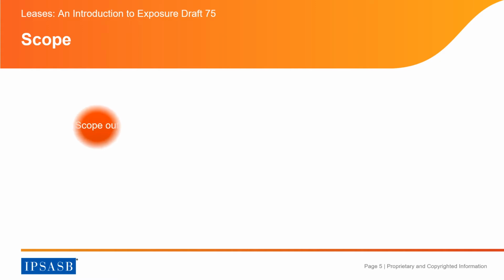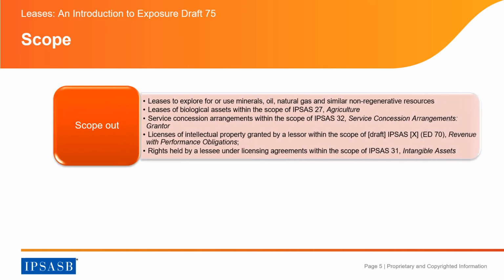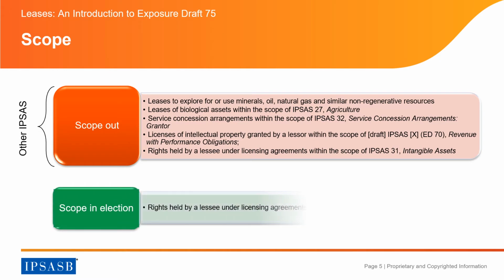Thanks, Eileen. Exposure Draft 75 scopes out leases to explore for or use minerals, oil, natural gas, and similar non-regenerative resources, leases of biological assets, service concession arrangements, license of intellectual property granted by a lessor, and rights held by a lessee under licensing agreements such as motion picture films, video recordings, plays, manuscripts, patents, and copyrights. These are within the scope of other IPSAS. However, rights held by a lessee under licensing agreements identified earlier can be within the scope of Exposure Draft 75 if a lessee elects to apply it.